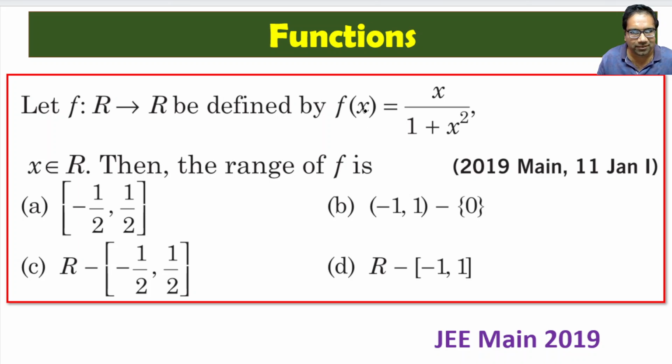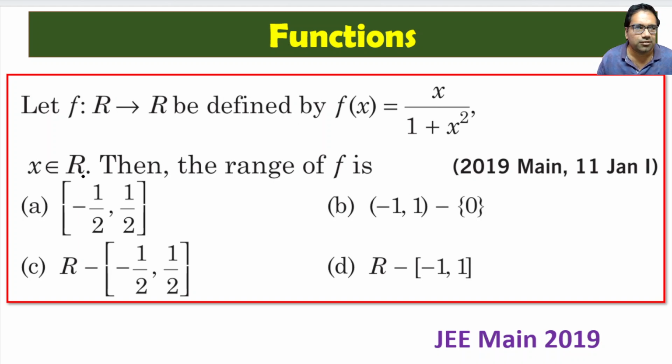Hi friends, we are given this function f of x equal to x by 1 plus x square. Now clearly this function is an odd function. f of minus x is minus of f of x, right? Because this x will be replaced with minus x and x square will remain the same even if we replace it with minus x square, giving minus x. Now x belongs to R.